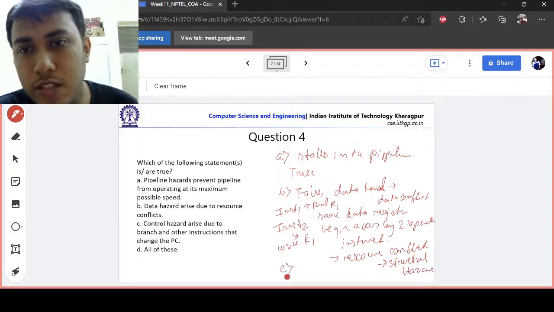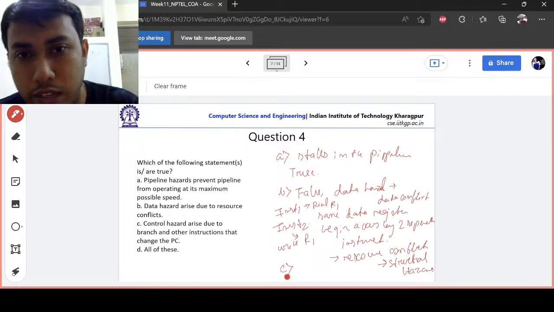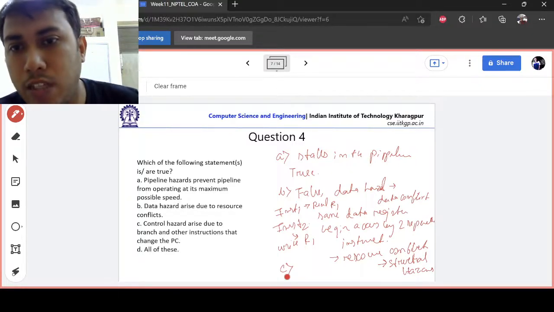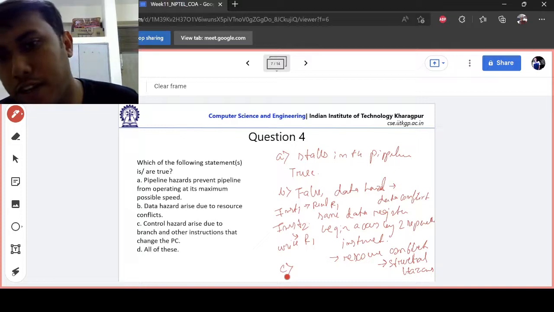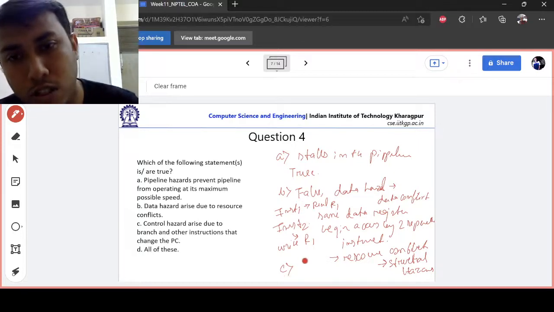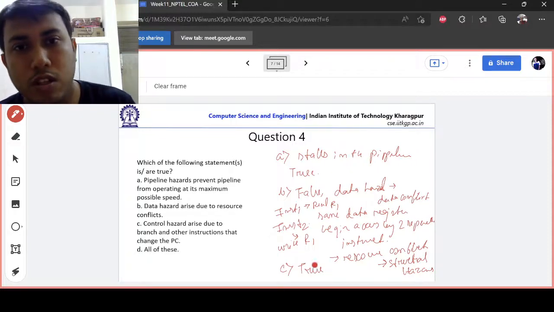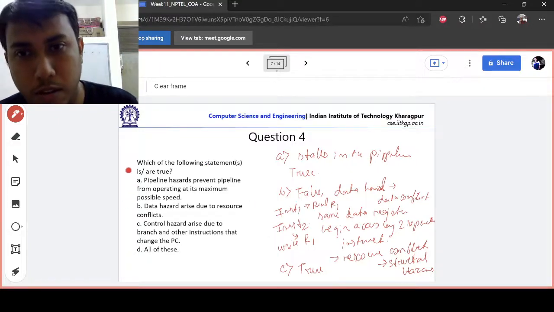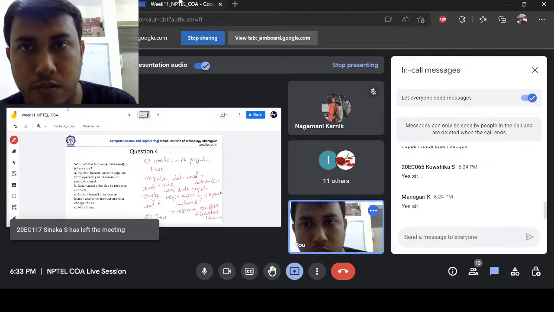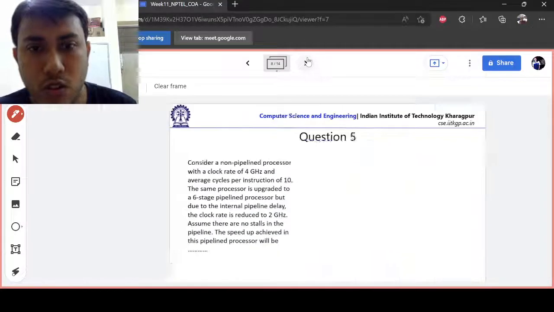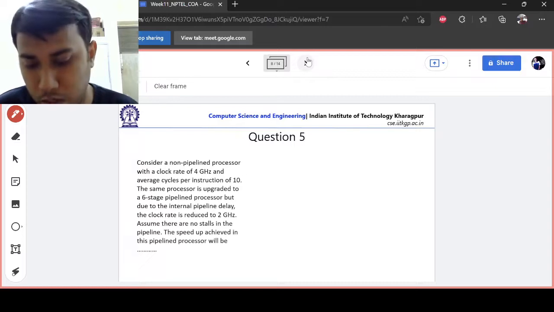And option C is, control hazard arises due to branch and other instructions that change the PC. This is true. Control hazards occur when there are branching related issues. So A and C are true. B is false. So now let's come to this question which we are seeing.